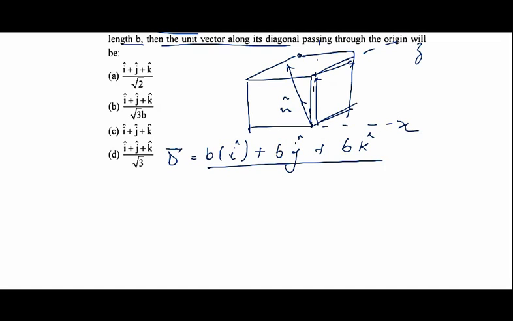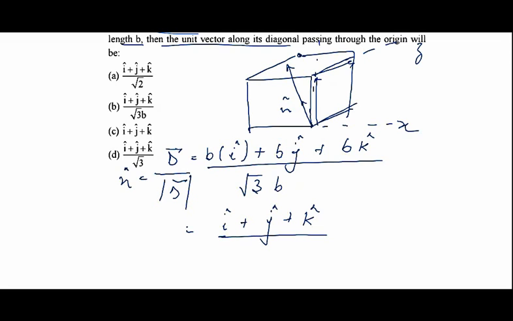Now if I wish to find the unit vector along this, I have to divide this by its magnitude, and the magnitude of this vector will be root 3 times b. Under root of b square plus b square plus b square will give you under root of 3 times b. So you will get i cap plus j cap plus k cap by root 3 as the unit vector. That means option D is correct.